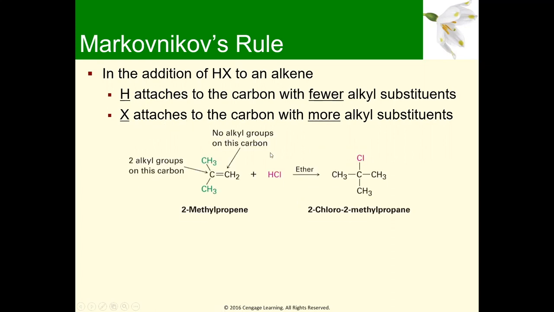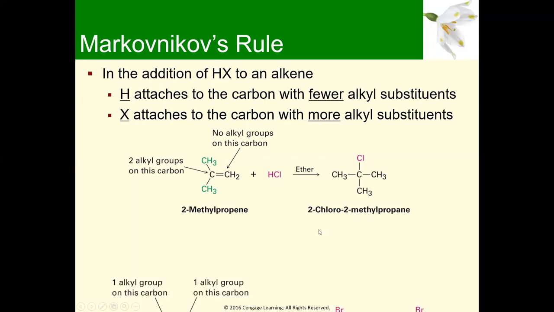Okay, so again, for example, if we have this alkene right here, the carbon on the left has 2 methyl substituents. It's the most substituted. The carbon on the right has no substituents. It's just got the 2 hydrogens attached to it. So when it is attacked by a halo acid like HCl, according to Markovnikov's rule, the hydrogen will go on the carbon that's least substituted, and the chlorine will go on the carbon that's most substituted. So you end up with 2-chloro-2-methylpropane, and that's it.